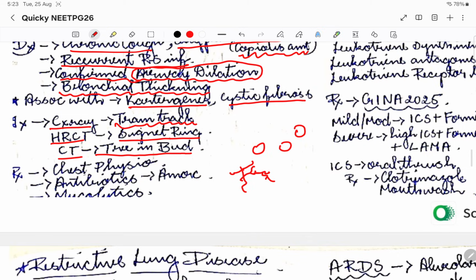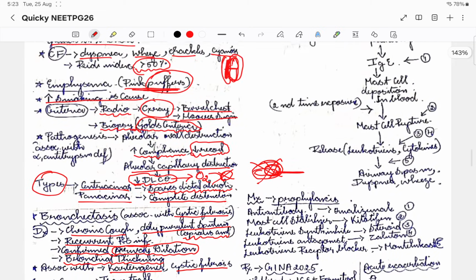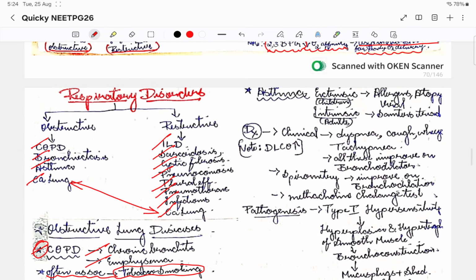Then coming to management, it is going to be chest physiotherapy. We are going to tell them to lie in the prone position, or we'll try to tap the chest and all. So we will be doing chest physiotherapy. Then the antibiotic is amoxiclav, because there is increased risk of respiratory infection. So that is why antibiotics can be given, and also mucolytics, because there is an enormous amount of mucus being generated, right? So to reduce the cough and all, we'll be using mucolytics to expectorate it out. Okay, that is about bronchiectasis.